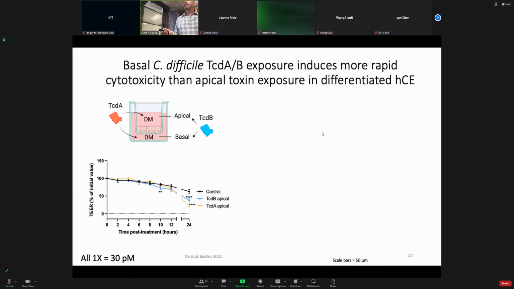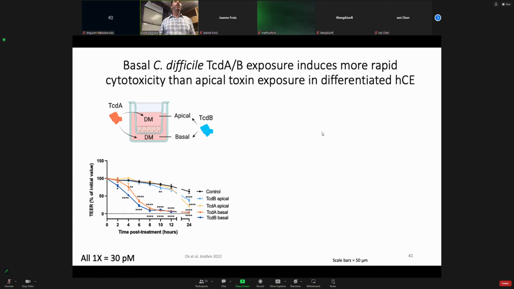One thing we also wanted to do, and we didn't really expect this result, was put the toxins on the apical side. So this is where they would be exposed in vivo. When the bacteria make them, they're going to be exposed to the apical side. And we saw that there was very slow toxicity when A or B was applied to the apical side of a nice, healthy, high barrier tissue construct. But when we applied them just to the basal side, there was a very rapid drop. So the basal toxicity for A and B is much stronger than the apical side.